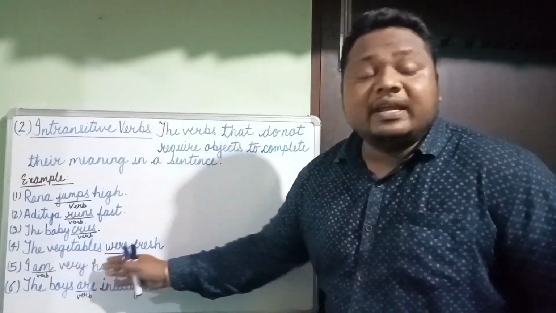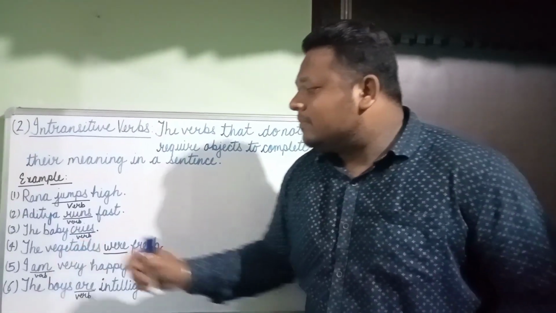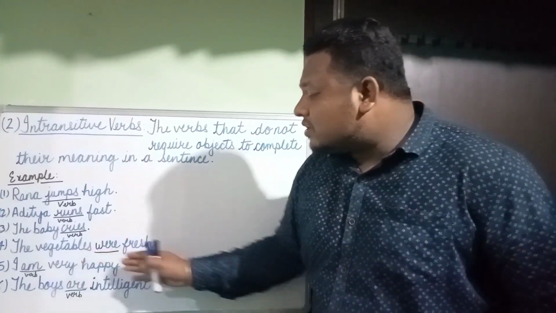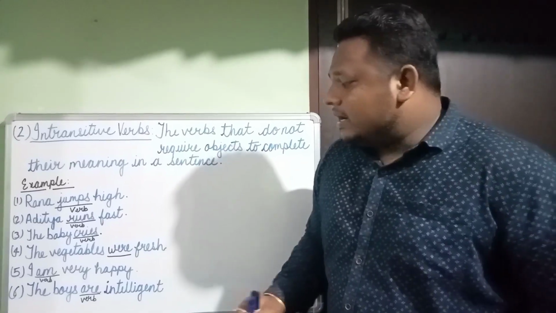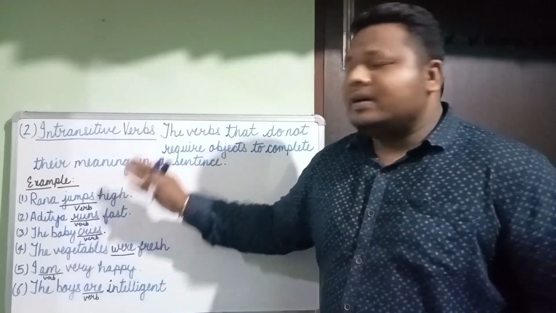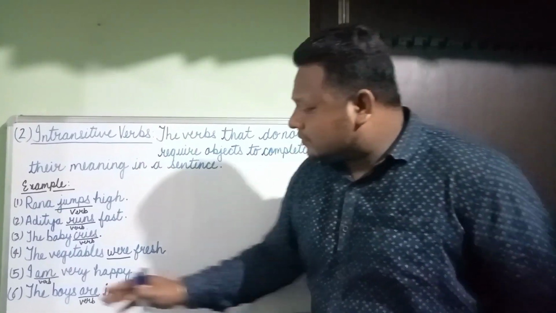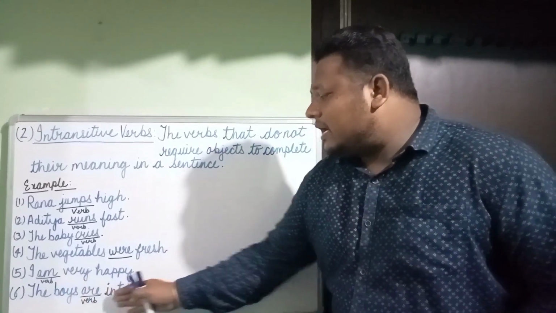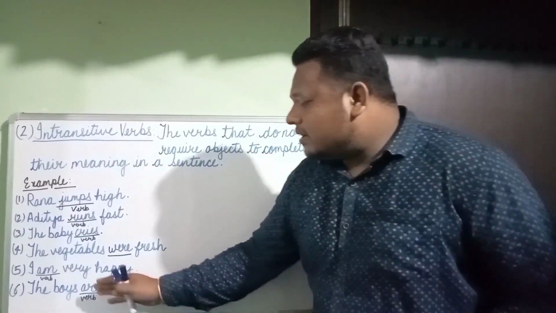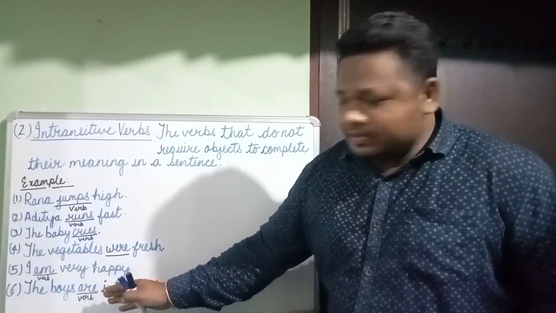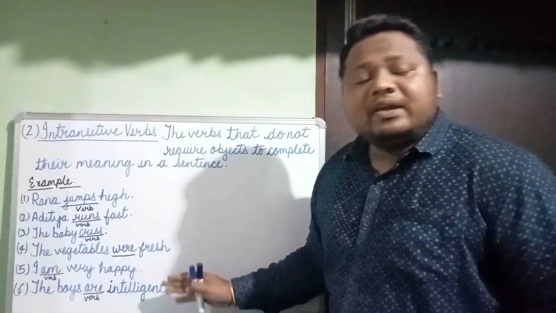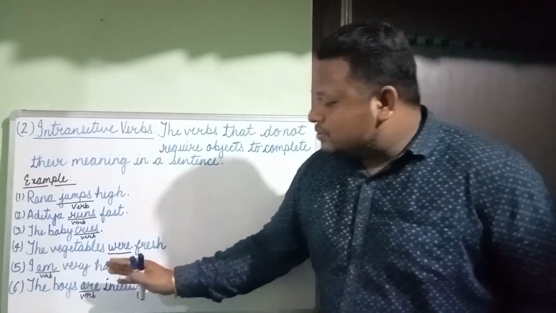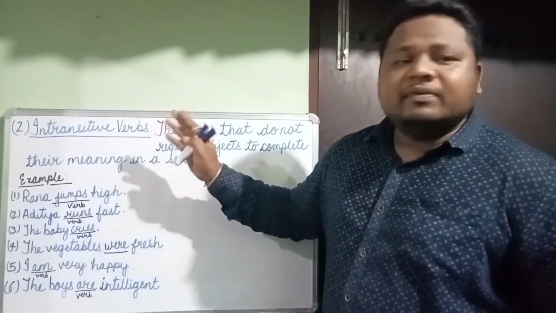I am very happy. Here, am is the verb, and we do not have any object to receive this action. So am is our intransitive verb. The boys are intelligent. Here, are is our verb, but we do not have any object. But still, the meaning of the sentence is complete. So, are is our intransitive verb.